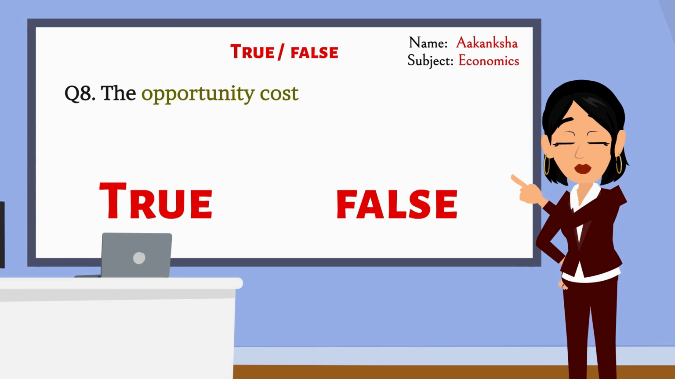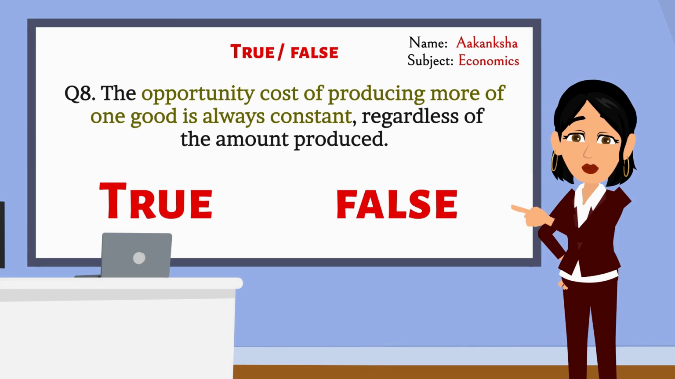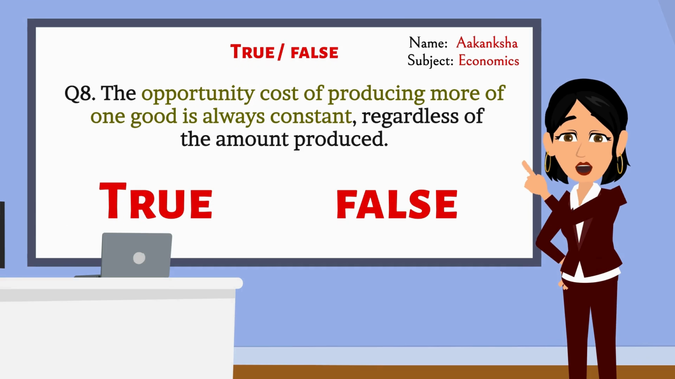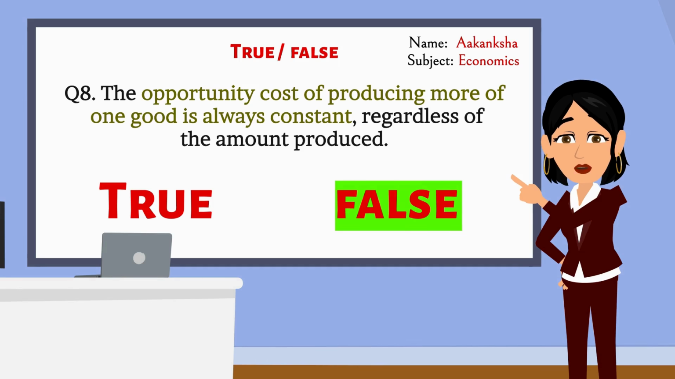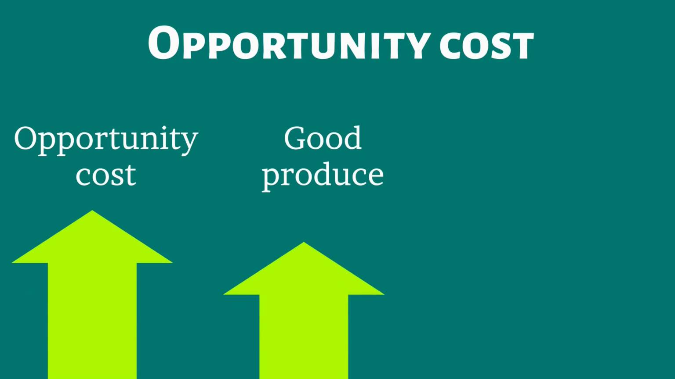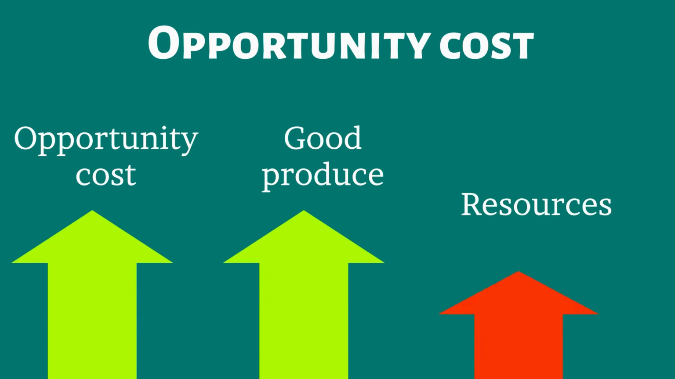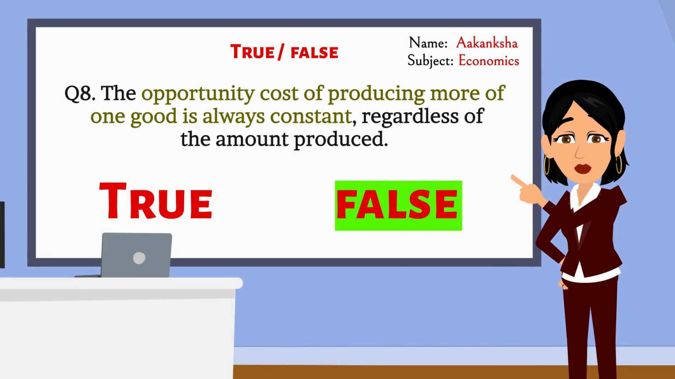Eighth question. The opportunity cost of producing more of one good is always constant, regardless of the amount produced. True or false? It's a false statement. That's right. Why is it false? Opportunity cost increases as more of one good is produced because resources are not equally efficient in producing all goods. That's why PPCs are usually concave. Very good, Nishant. Great job.